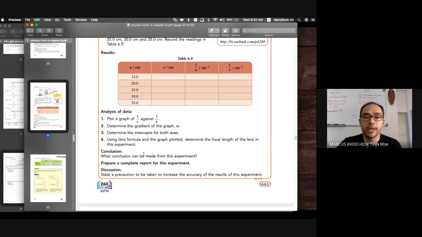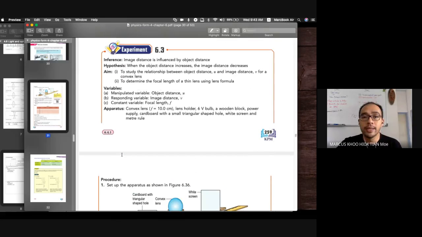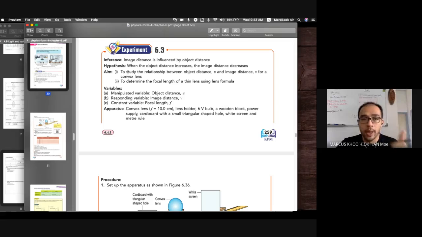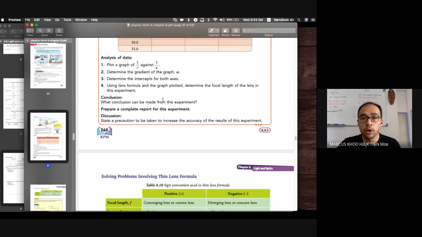Then after that, you just write the conclusion. The conclusion, as I said, is from the aim. Number one, to study the relationship between object distance and image distance. This is definite: when the object distance increases, this one. Number two, to determine the focal length of a thin lens using a lens formula. So you have to tell me the two conclusions.